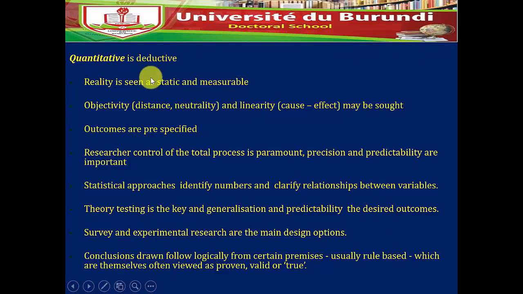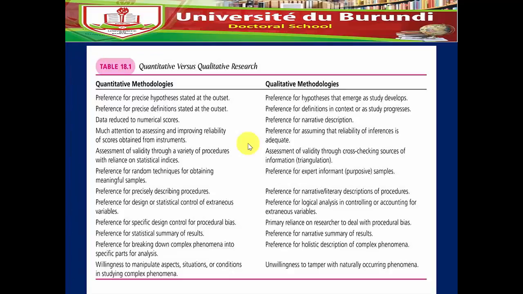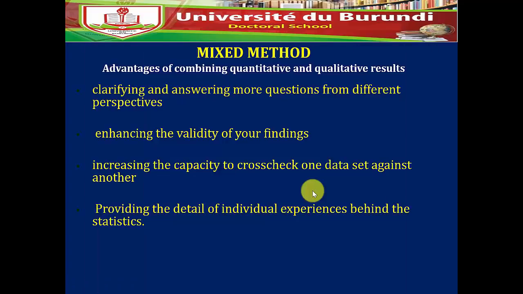What about quantitative? Quantitative is deductive. It sees reality that's measurable and is objective. And the researcher controls the process, statistical approaches, identify numbers, it's theory testing. Conclusions drawn follow logically from certain premises. So these are some of the major characteristics of quantitative and qualitative. I have a table here which gives you a summary, more or less, an expanded summary of what I've just said. Find time to look at this table.